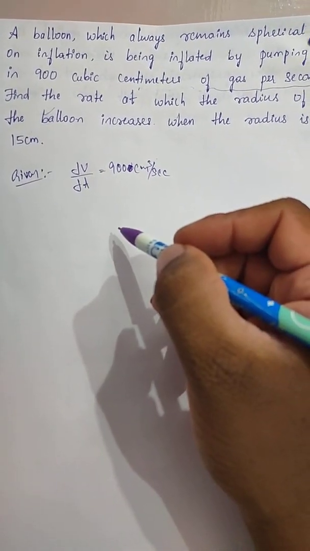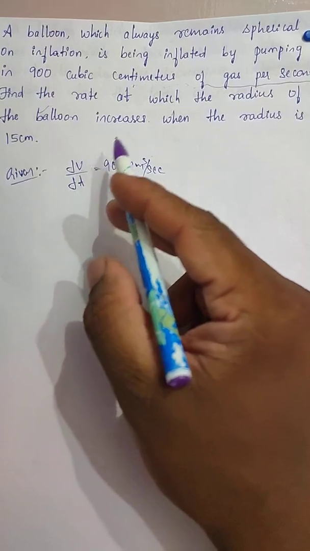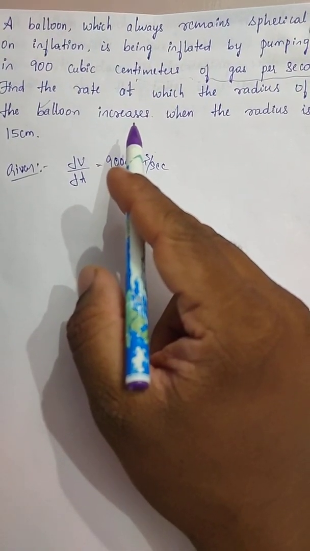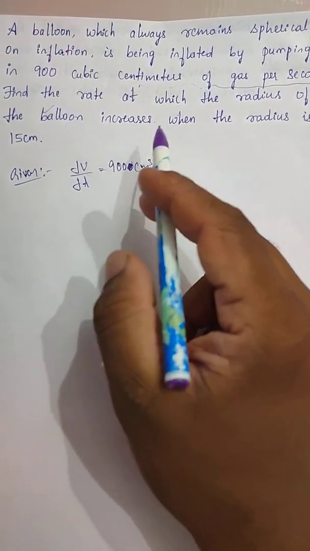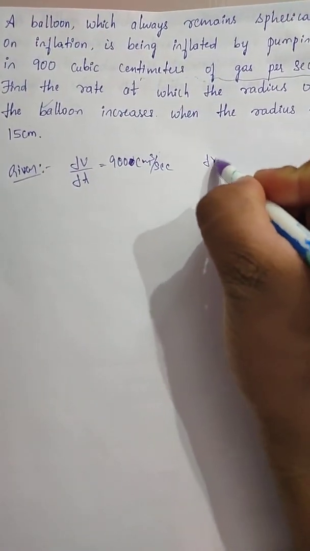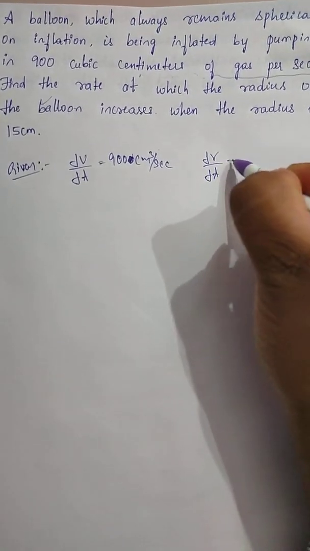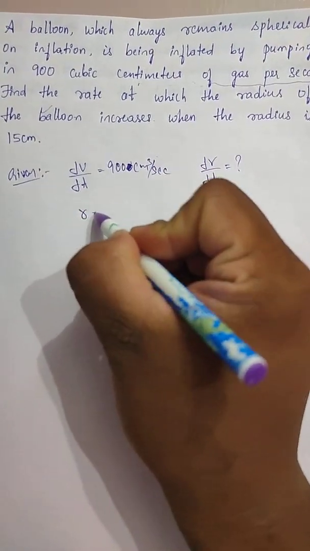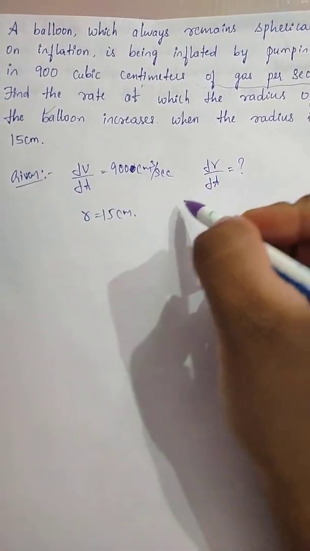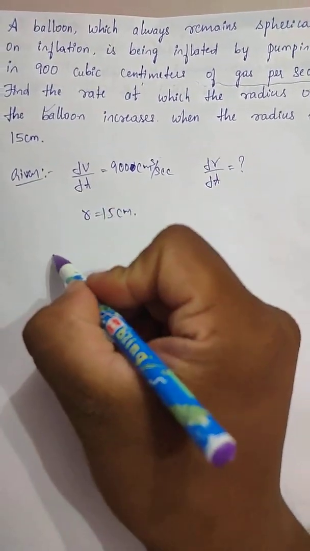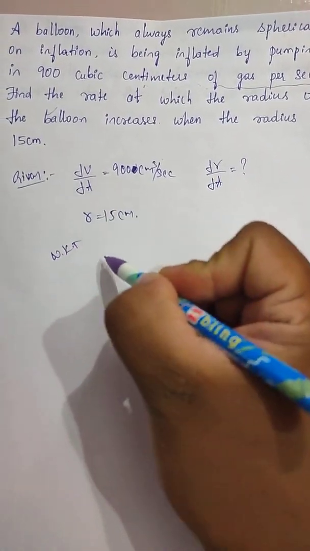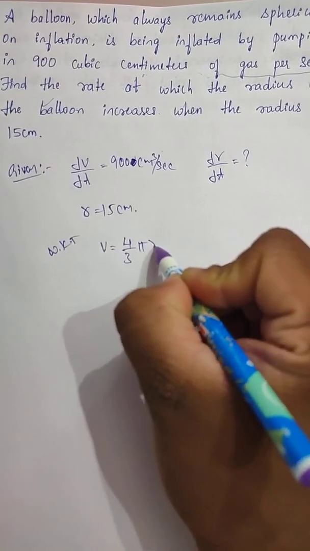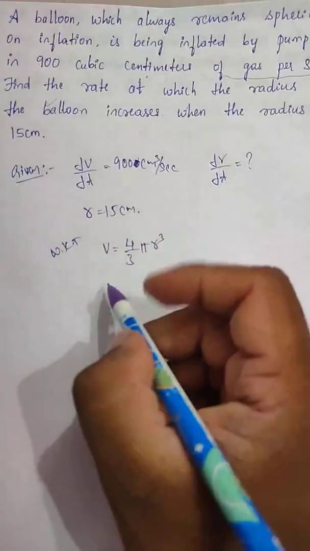Is it clear? Now find the rate at which the radius of the balloon is increasing. That means dr by dt is equal to question mark. When the radius is 15 centimeter, r is equal to 15 centimeter. Now, what is the volume of a sphere? We know that the volume of a sphere is 4 by 3 pi r cube.